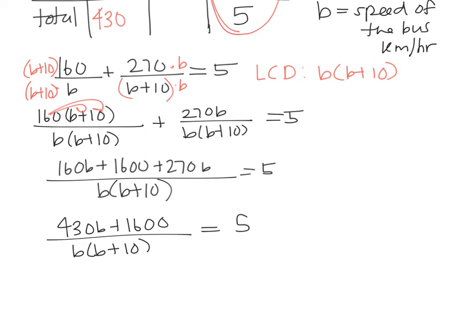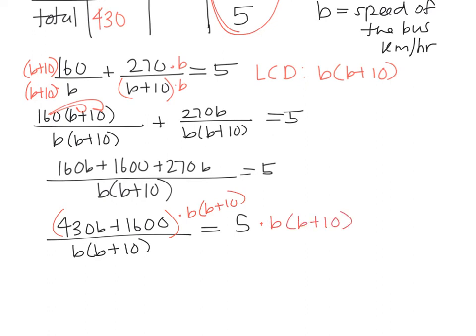And now we're kind of stuck because we need to solve for B, but there's B's all over the place. So what we need to do is get these B's from the denominator to the numerator. We need to get rid of this fraction. And so to do that, I'm going to get rid of this divided by B times (B + 10) by multiplying by B times (B + 10). So I'm going to multiply it on the left side, and I'm going to multiply this side also by B times (B + 10).